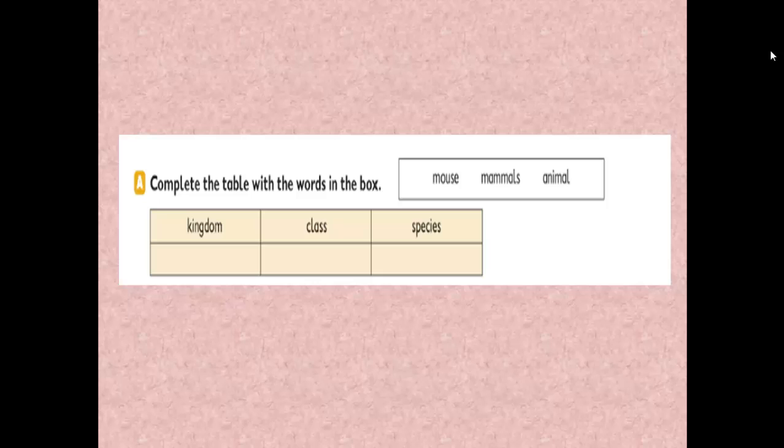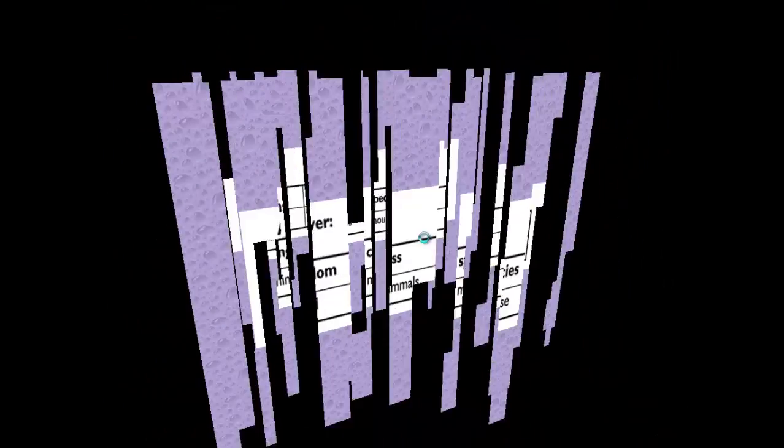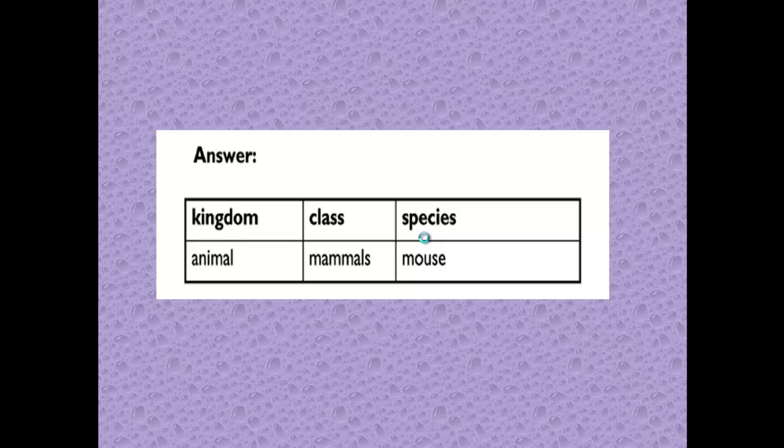We can put the word animal under the title of kingdom, and mammals under the title of class, and then mouse under the title of species. Here you can see it after doing this exercise. Kingdom, animal, class, mammals, species, mouse.